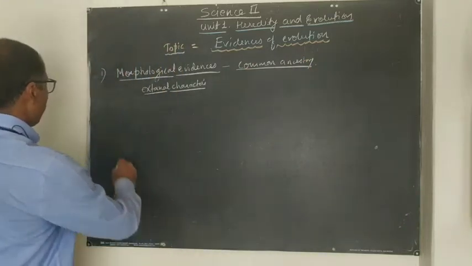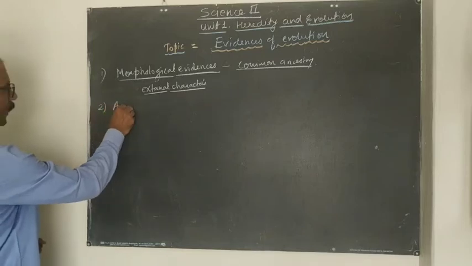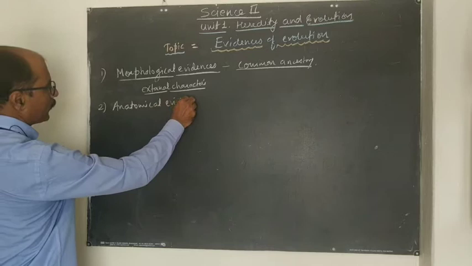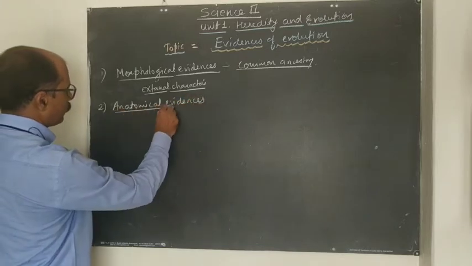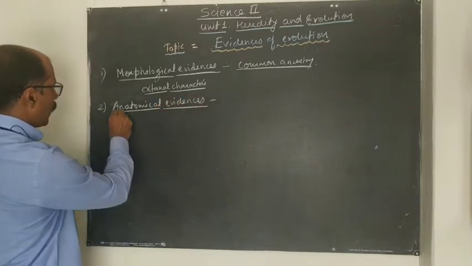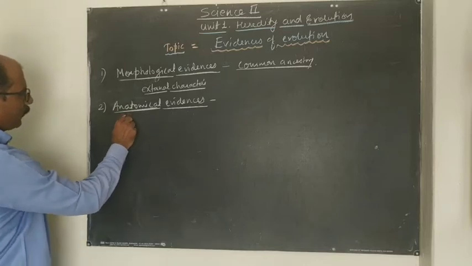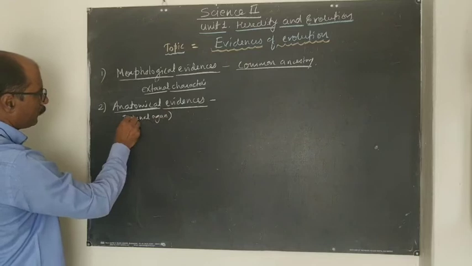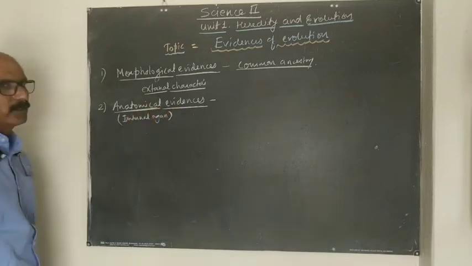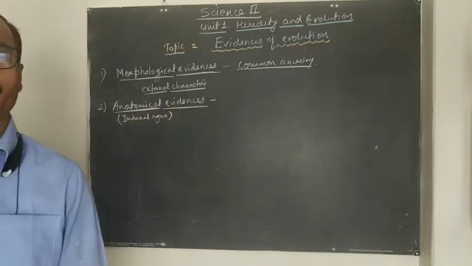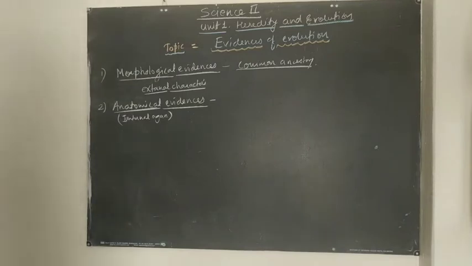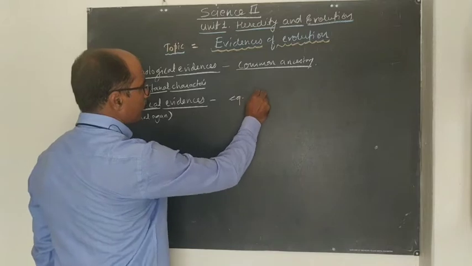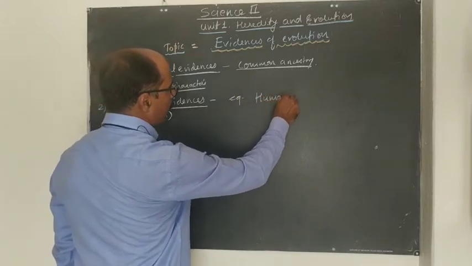Topic number 2, anatomical evidences. Anatomy means study of internal organs. In your textbook, some examples are given with the help of a diagram. Example number 1 is a human hand.